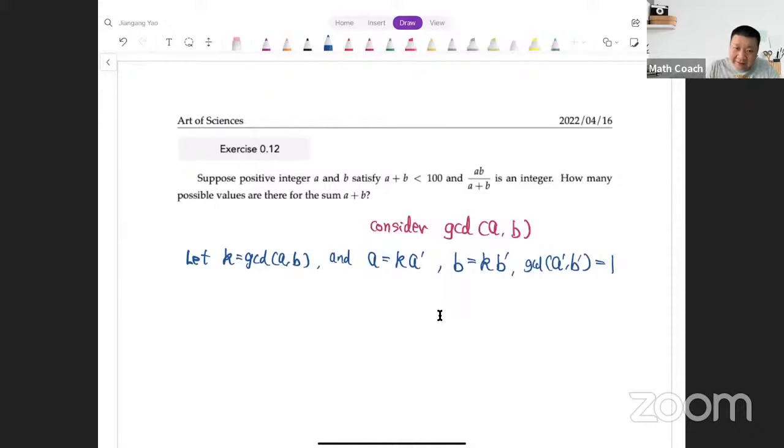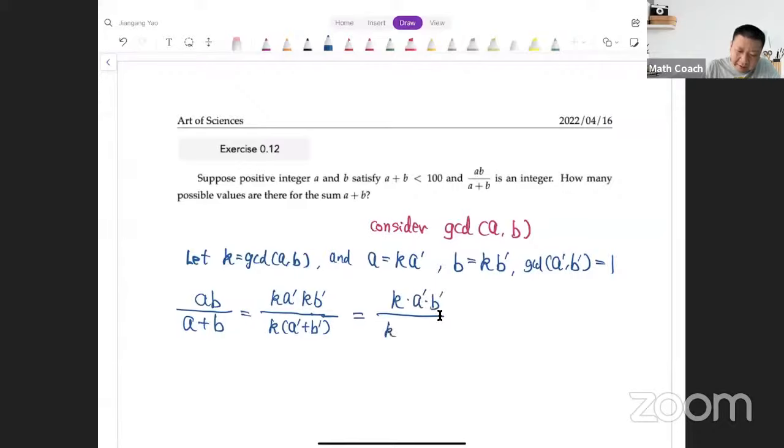And then if we have this expression, now let's plug into that fraction and see what we have. A times B over A plus B would be Ka' times Kb' over K(a' plus b'). Okay, so now what you see is, of course, you can cancel out K, and you get K times a'b' over a' plus b'. And oh, sorry, there's no K in the denominator. a' plus b'.